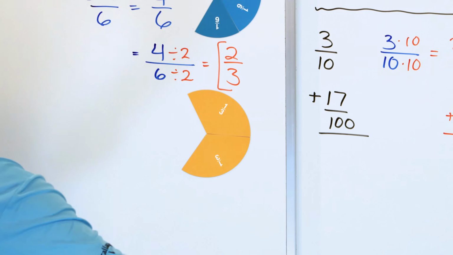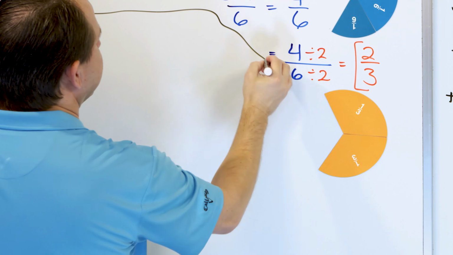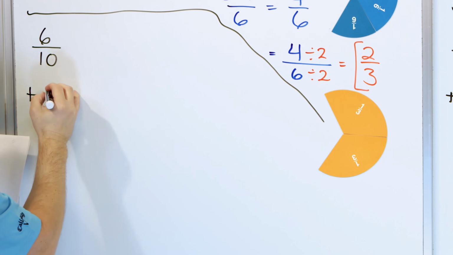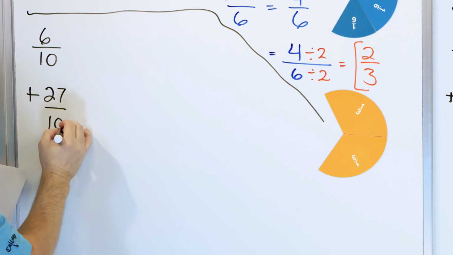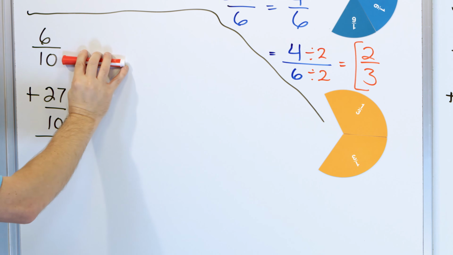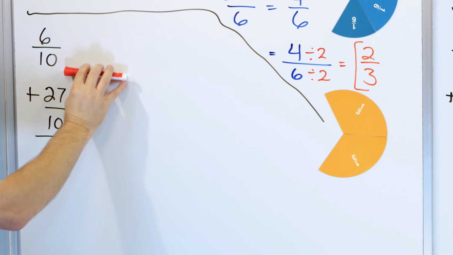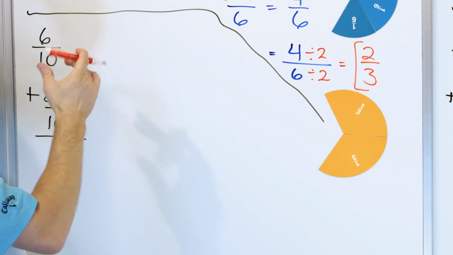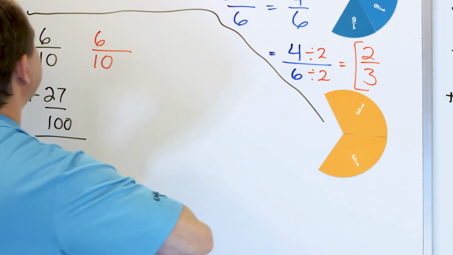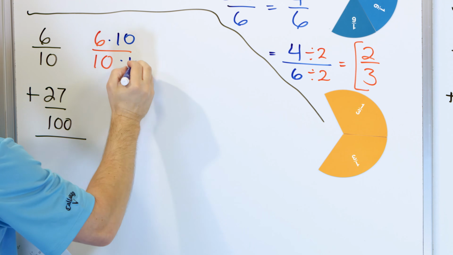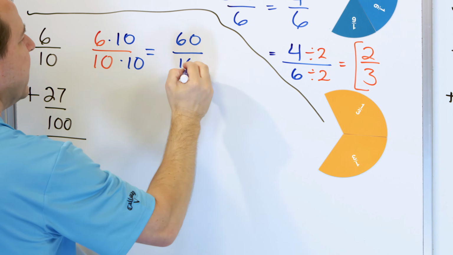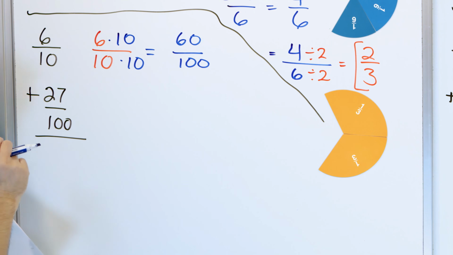All right, next problem. Let's take a look at 6/10, and we'll add to that 27/100. Same exact problem. I have a 10 and a 100. So what I'll do is I'll just multiply this fraction by 10 on the top and 10 on the bottom. That way I'll have 100. So what I'm going to have is 6/10, and I'll multiply this guy by 10 on the top and by 10 on the bottom. What do I get? 60 on the top, and I get 100 on the bottom. So 60/100 is the same thing as 6 out of 10.